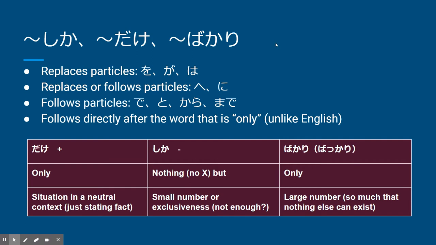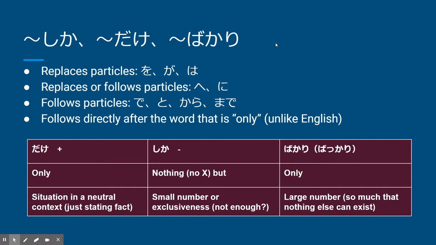So the difference between だけ and しか, really, when we get to it, we can say that だけ is a situation in a neutral context, just stating some fact that we have, versus しか shows that there is an exclusiveness to it. So リンゴしか食べません, it's exclusive to リンゴ, and perhaps there just really isn't enough of it. Nothing but that. There's nothing else but that. So therefore, there is an exclusivity or there's a small amount of choices. So we have だけ versus しか.